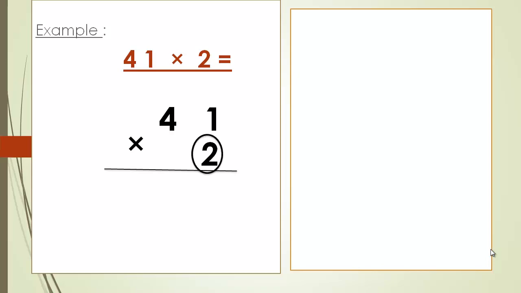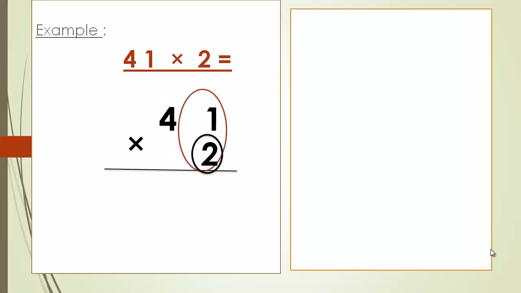Look at another question: 41 times 2. I like to write the larger number on the top and the smaller number below it. Write 41 on the top, then the multiplication sign, then the smaller number below it. Start with 2 down here, then multiply 2 times the digits of 41.